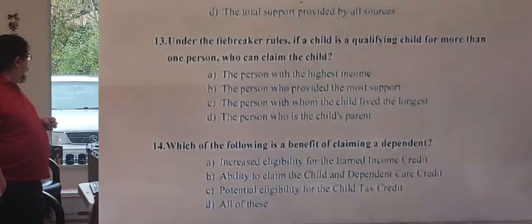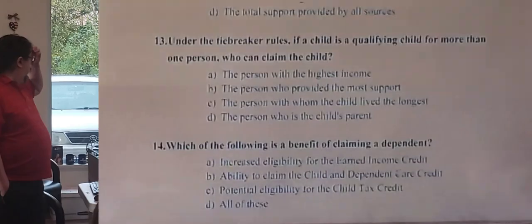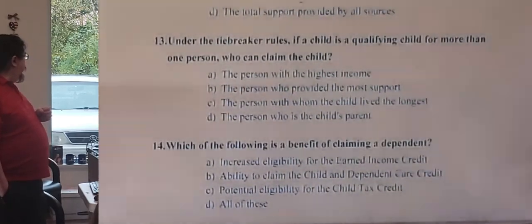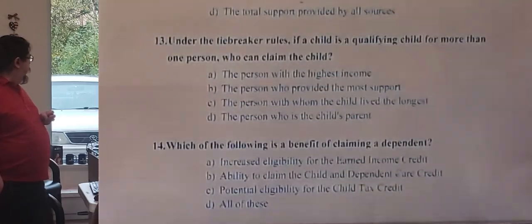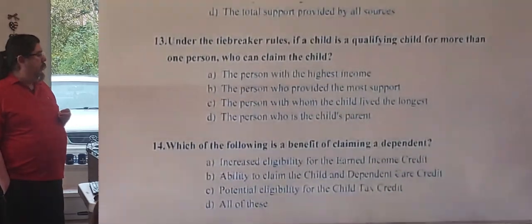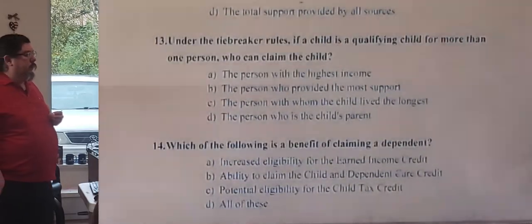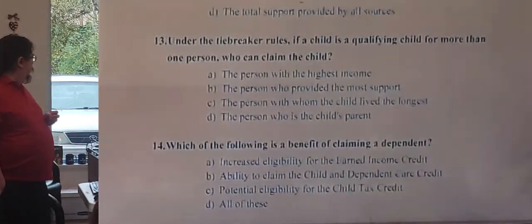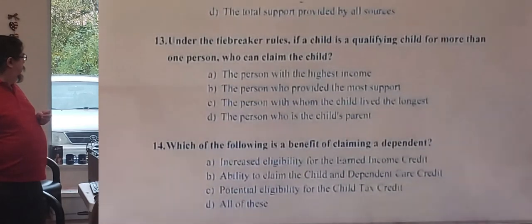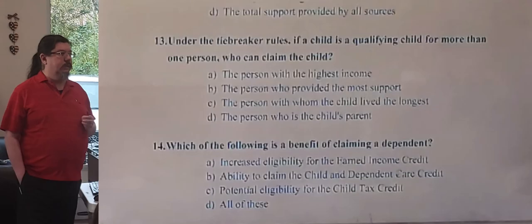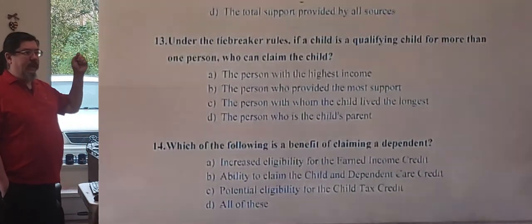Person who lived with the child. Well, not necessarily. Out of all of these, one answer is better than the rest. Well, A doesn't go to cover. Not necessarily. B, isn't that the same as the last question? Oh, no, it'd be D, the person who's the child's parent. Yes, D. Parent always has the highest priority.